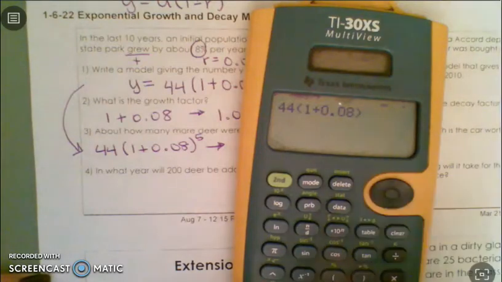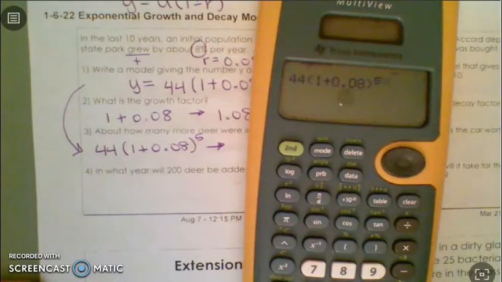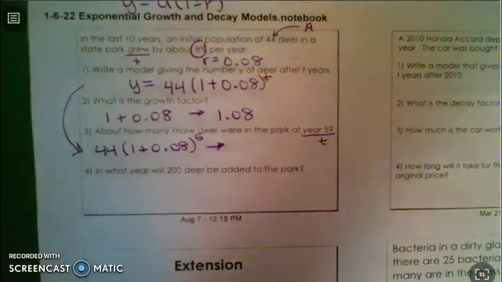And remember, to get the exponent, you use this little button right here. It's called a caret key. So that's what you should see on your calculator. And then press enter.